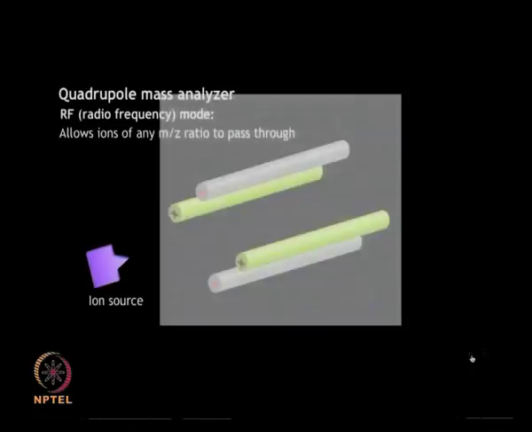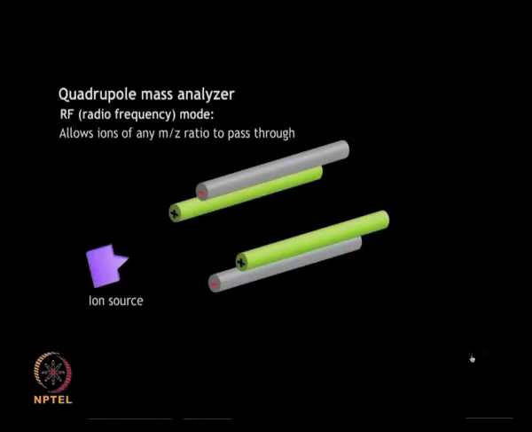Quadrupole mass analyzers. They use oscillating electrical fields to selectively stabilize or destabilize the paths of ions through a radio frequency or RF quadrupole field. The RF mode allows ions of any m/z ratio to pass through.